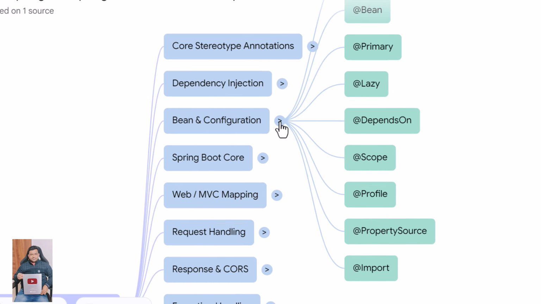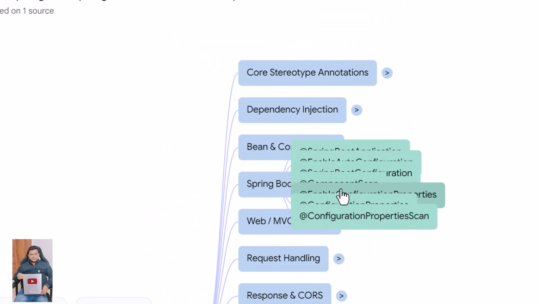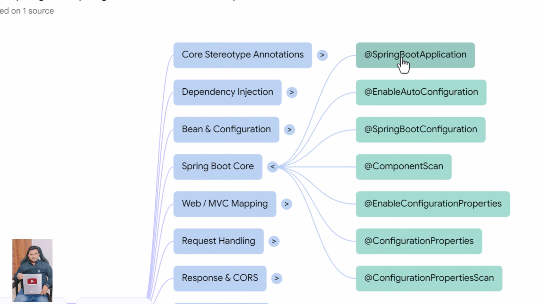Now let's talk about the core Spring Boot annotations. Spring Boot application combines configuration, component scanning, and auto configuration into one annotation. Enable auto configuration tells Spring Boot to automatically configure components based on classpath dependencies. Spring Boot configuration is a specialized version of configuration tailored for boot applications. Component scan can tell Spring where to search for components and beans.